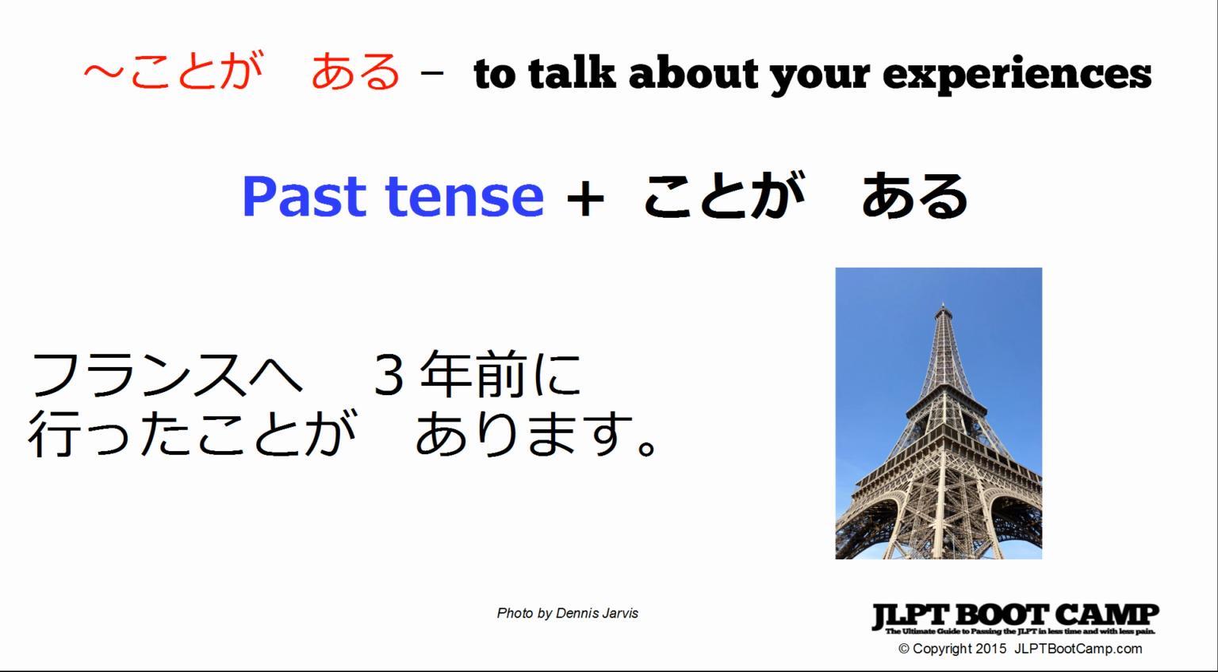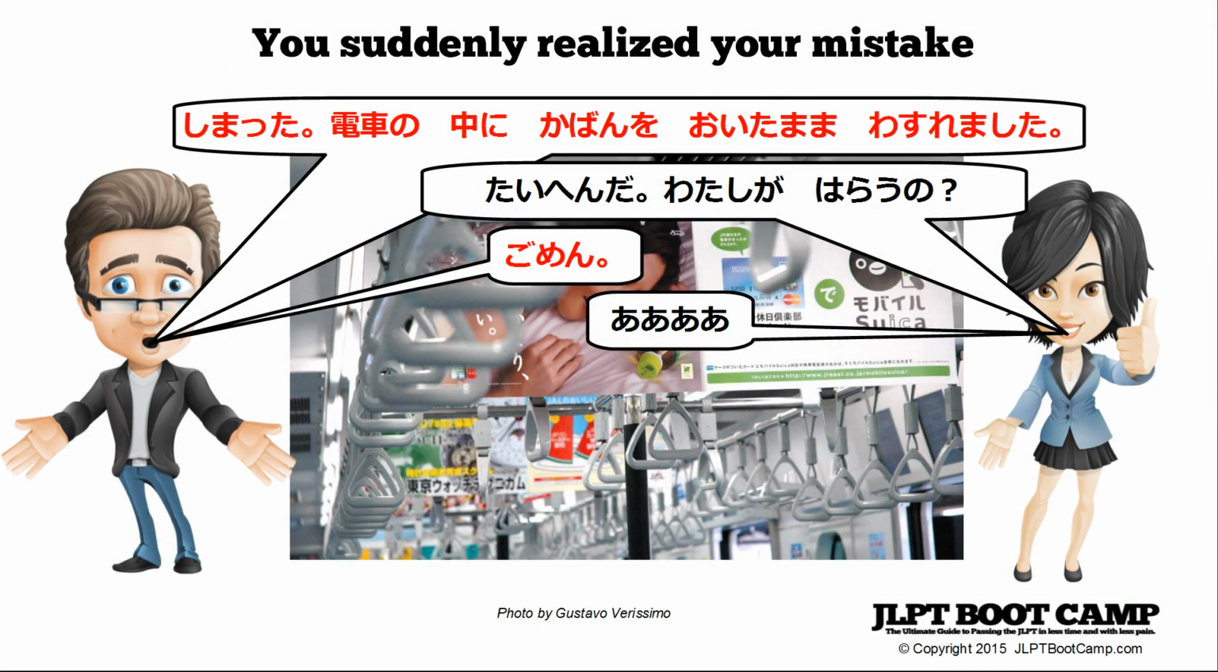Now, moving on, using mama, you go to eat okonomiyaki. You finished eating okonomiyaki, and you say to your friend, shimatta, densha no naka ni kaban o oita mama wasuremashita. And she responds, taihen da, watashi ga harau no. And you say, gomen. And she says, ah.